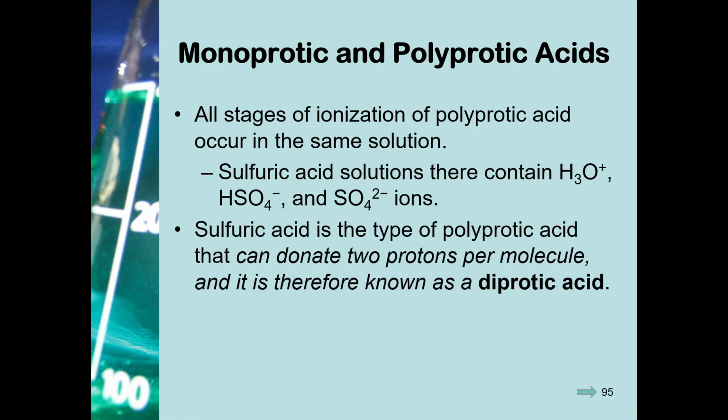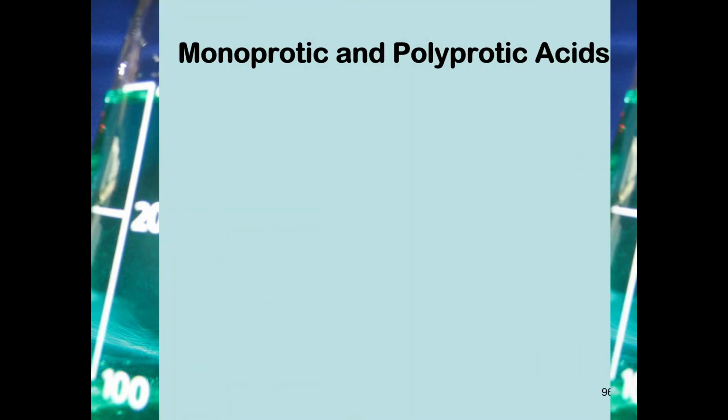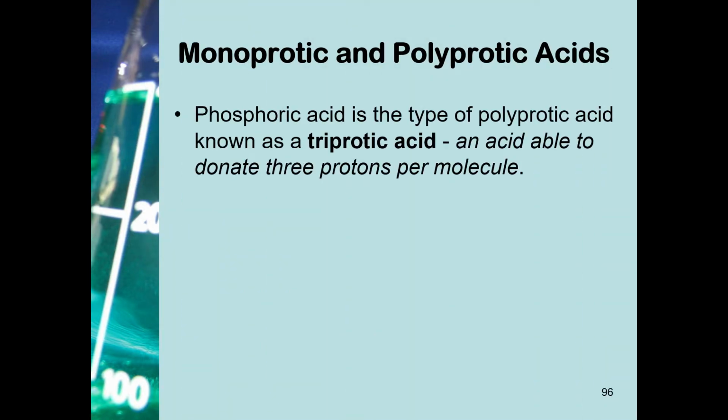So sulfuric acid is the type of polyprotic acid that can donate 2 protons per molecule, and therefore we call it a diprotic acid, kind of like we talked about yesterday. Phosphoric acid is a type of polyprotic acid known as a triprotic acid, because it has 3 hydrogens per molecule, and so it's able to donate 3 protons per molecule.